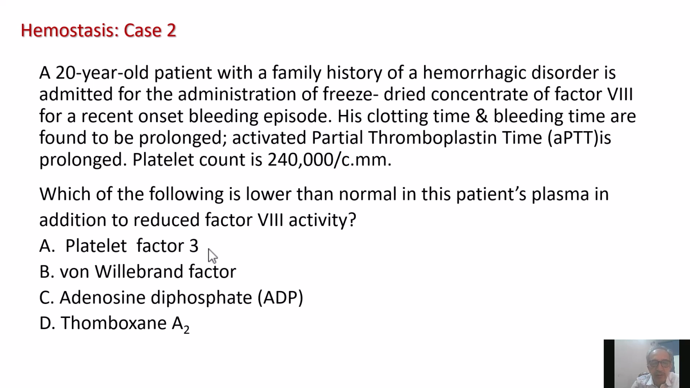This is almost an extension of the previous question. If you look at the case, the person required factor 8 for the hemorrhage, or hemorrhagic disorder, bleeding disorder. Clotting time, bleeding time, both prolonged, so it's most likely to be von Willebrand disease. Deficiency of von Willebrand factor is the correct answer. Platelet count is still normal here. APTT is prolonged because of the clotting. The coagulation pathway is affected because of factor 8 deficiency.